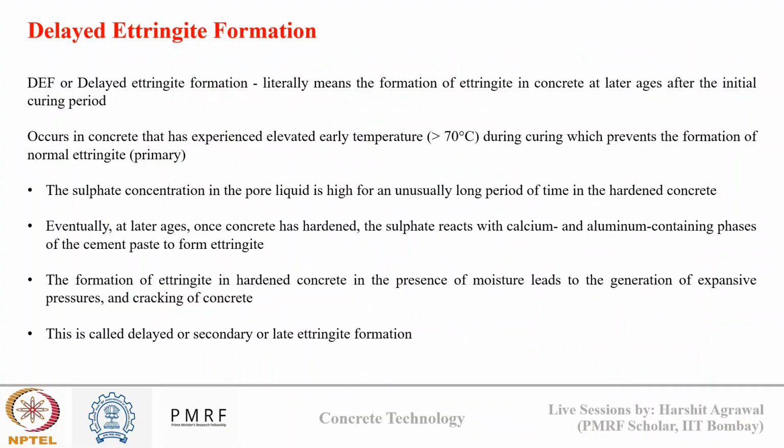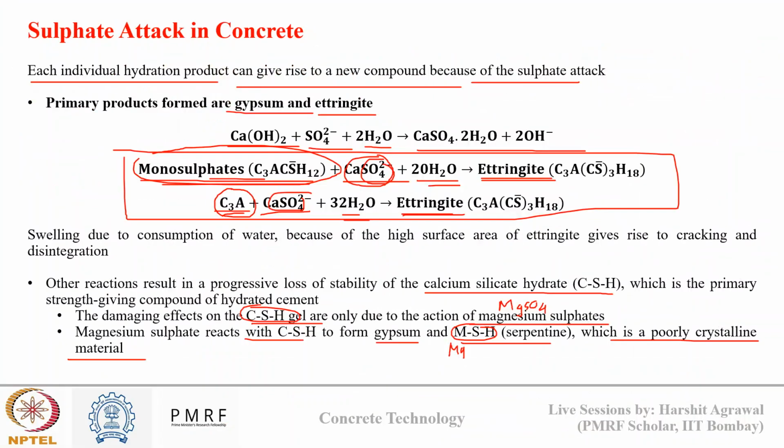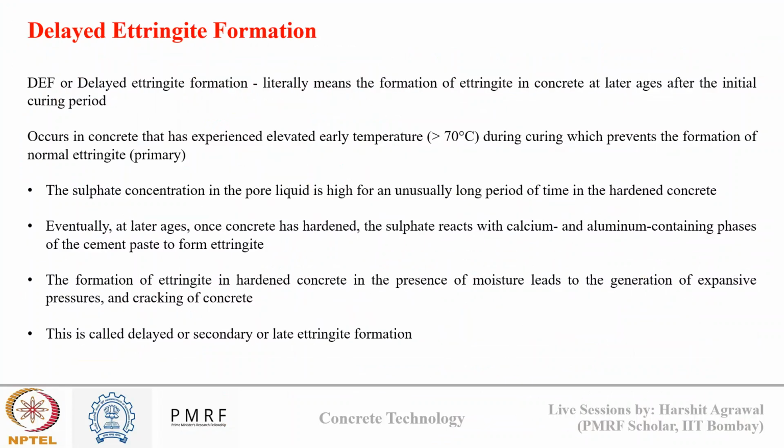Now here we talked about external sulfate attack. Now is the case of internal sulfate attack. So internal sulfate attack is also known as delayed ettringite formation. So in case of internal sulfate attack, what is this delayed ettringite formation? It simply means that formation of ettringite in concrete is occurring at a later stage after the initial curing period. That's why we say there is delayed ettringite formation.